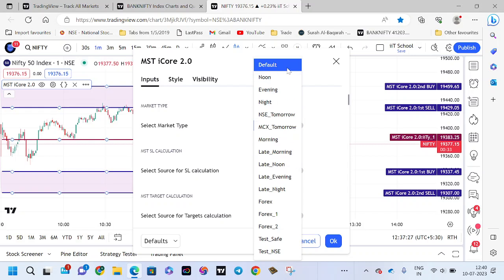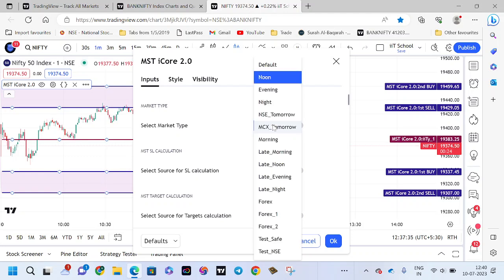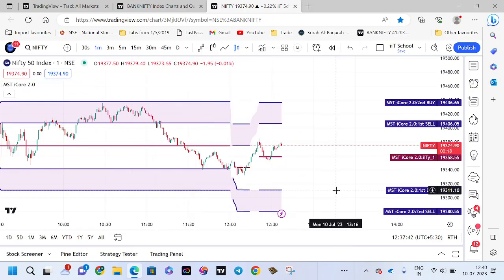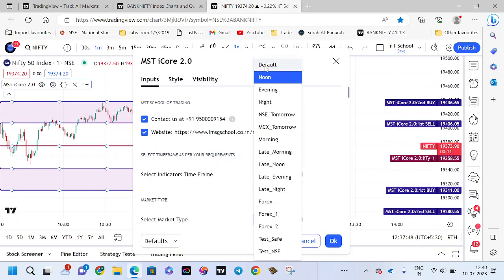This is for default. Suppose you are going to office and can trade only the afternoon session, then you can choose this noon method. And if you can trade only in the evening market, then you can use the evening method. There are many methods available, so depending upon your availability, you can choose. Hope today's video is clear.